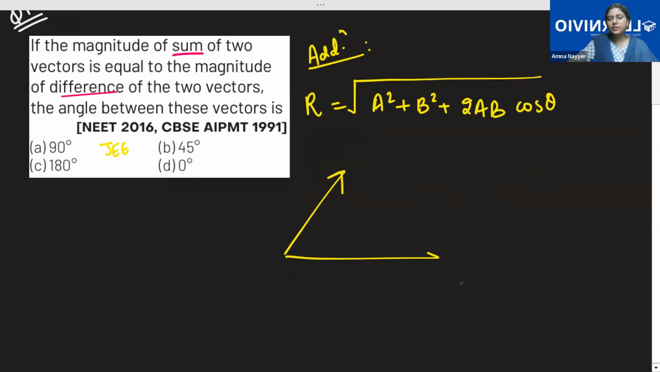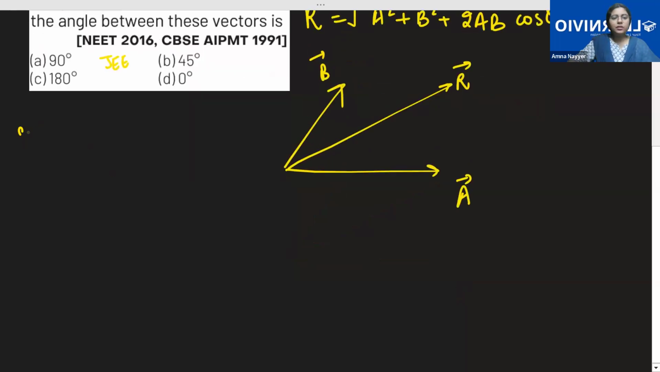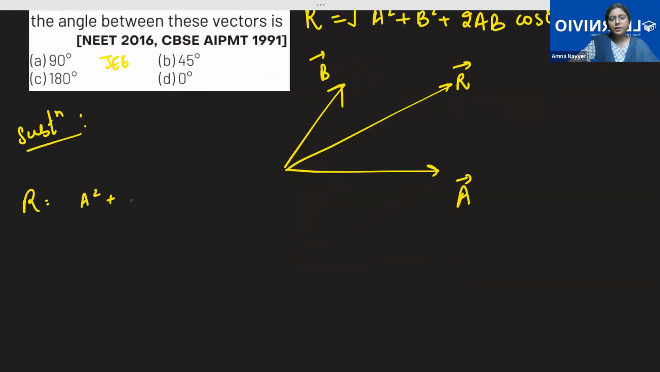This is the first vector A. This is the second vector B. And here the resultant will be lying, which is calculated. When you talk about subtraction, the resultant is given by the square root of a square plus b square minus 2ab cos theta.